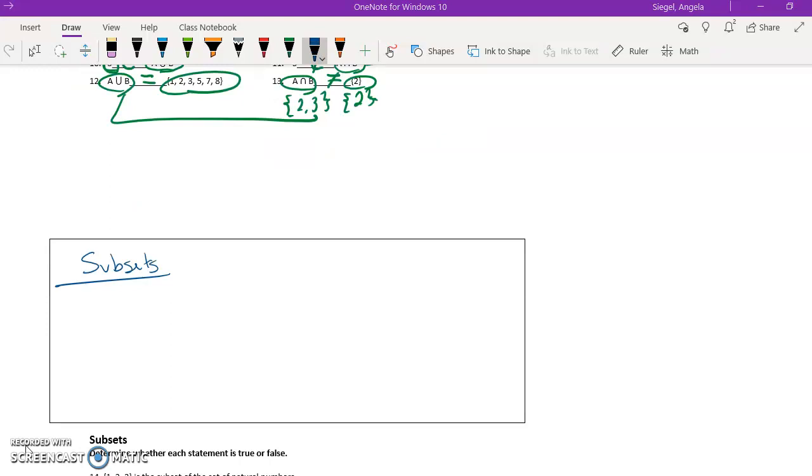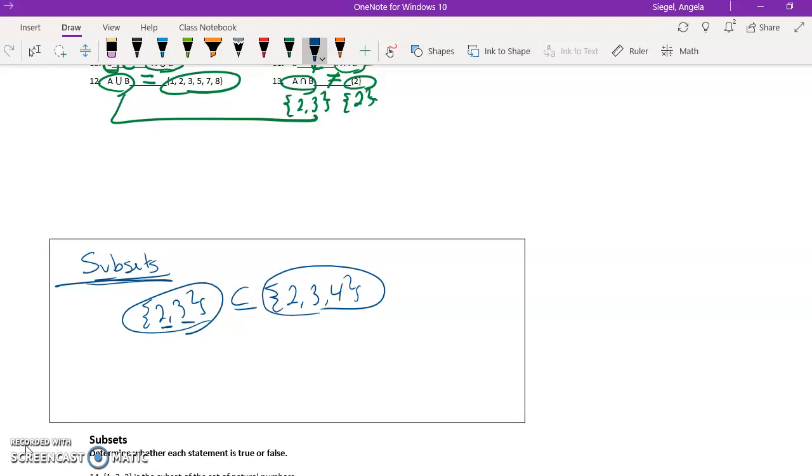Now we're going to move on to subsets, which we talked about in the other video. But I just want to be clear that subsets are kind of like equal sets. So if I had the set {2, 3} is a subset of {2, 3, 4}, these are both sets. They're not elements. 2 is an element of a set and 3 is an element of the set. But when we're talking about subsets, we're comparing the whole set to each other. So don't get it confused with using elements. You need to make sure that you have the little curly braces denoting the set at all times.